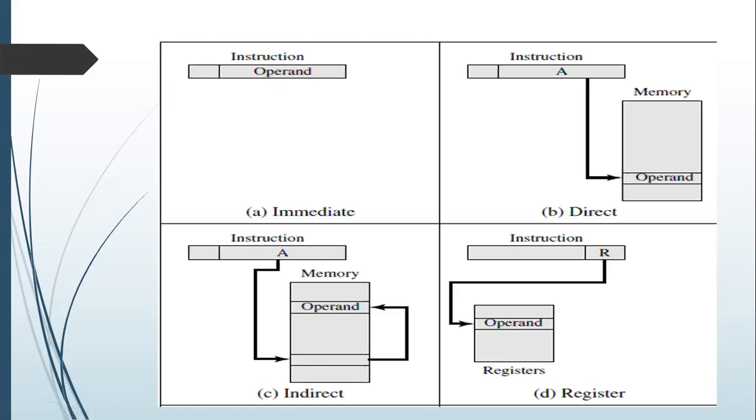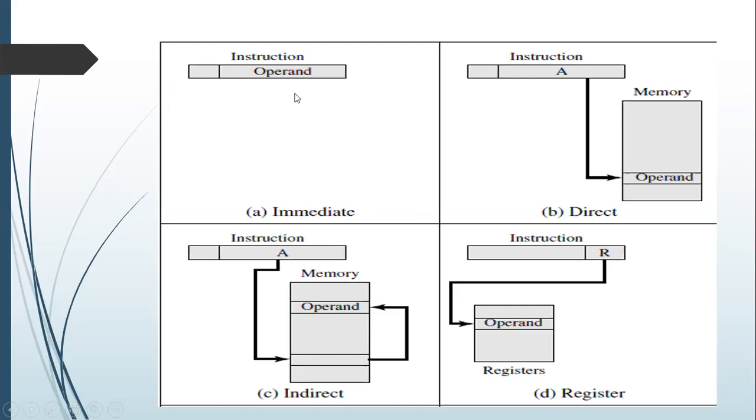Here you can see that in the instruction itself the operand is specified. So the processor doesn't have to go to memory and fetch the operand. The operand is there in your instruction register after fetching the instruction. So the operand is immediately available after fetching the instruction. This is called immediate addressing mode.